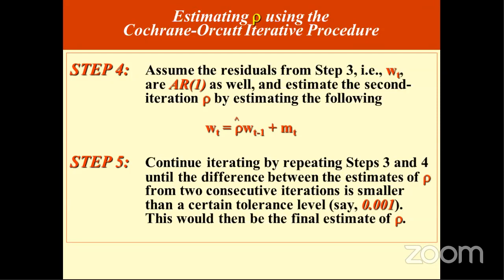So this is the mathematical part of how the Cochrane-Orcutt method works as a method of estimating rho and using that estimated rho in correcting the problem of autocorrelation. So this is about the correcting methods.